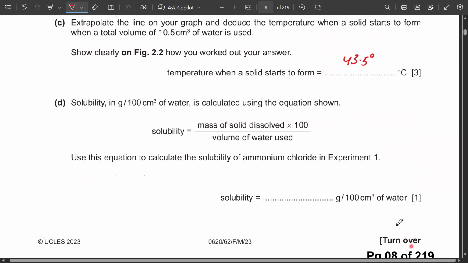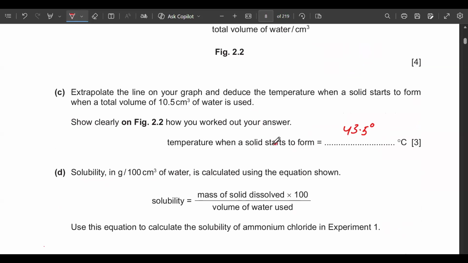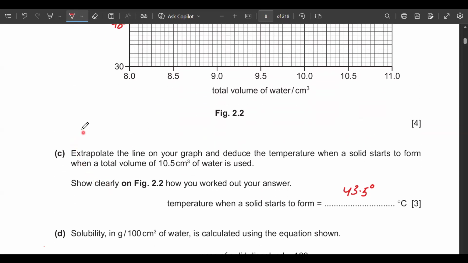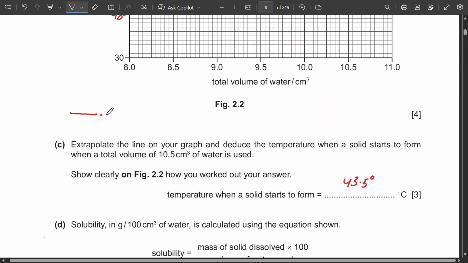Then the D part. Yes, Ishal. Sir, I didn't really understand C part. In C part, you are supposed to find the temperature of the solid formation when 10.5 cm cube of water was used by extrapolating. What is extrapolating? Let's suppose the line stops somewhere here, you have to extend that line. This is called extrapolate.